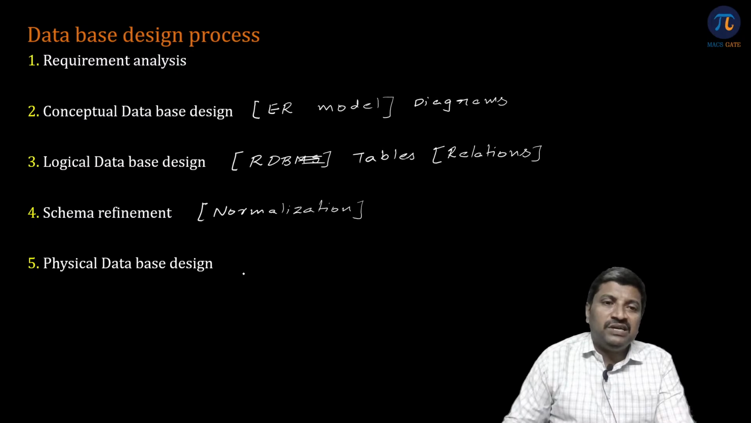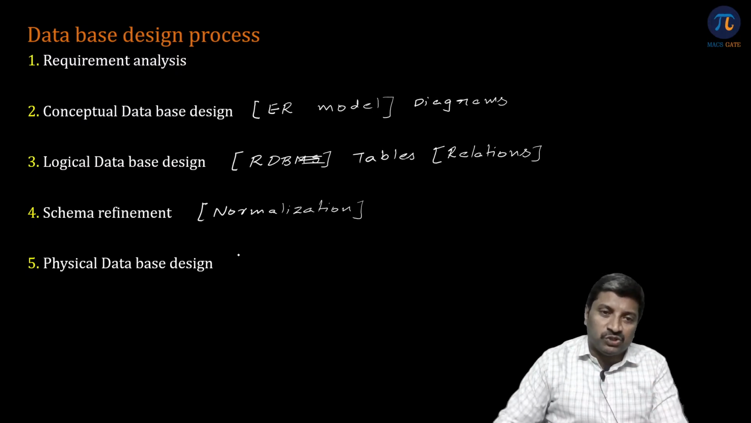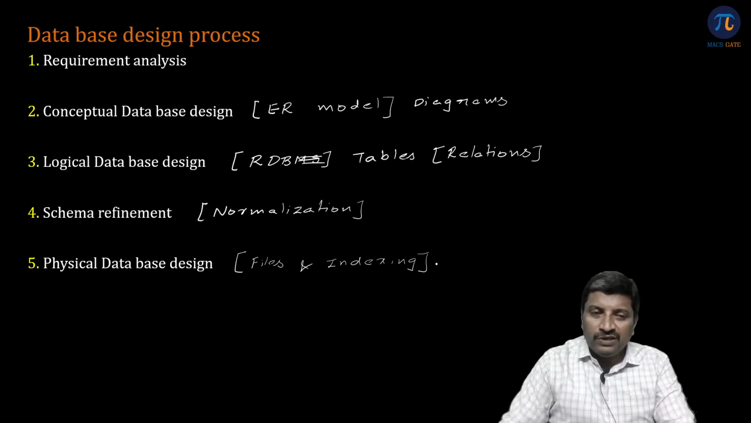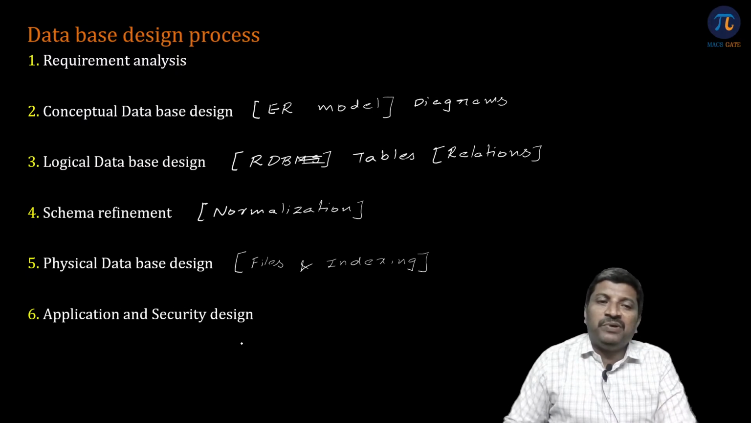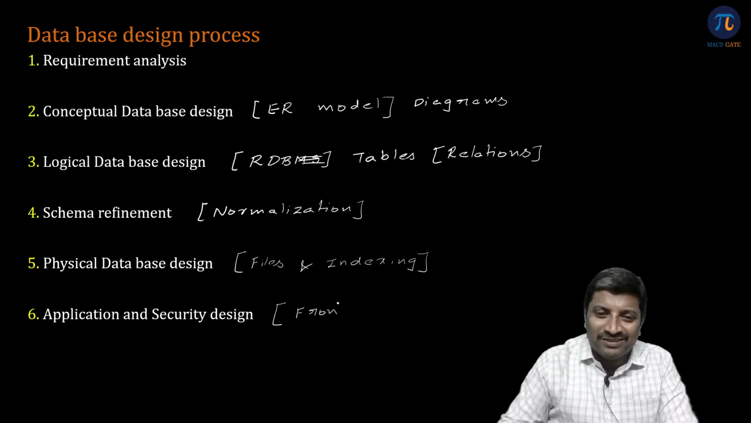Then the next one is physical database design. In this, we choose the data structures and indexing techniques, how to store the database in our secondary storage. This is the concept which deals with files and indexing. What data structures do I need to consider for my database? And the last one is application and security design. This is the front end, which is not part of what we are discussing in our database management system.